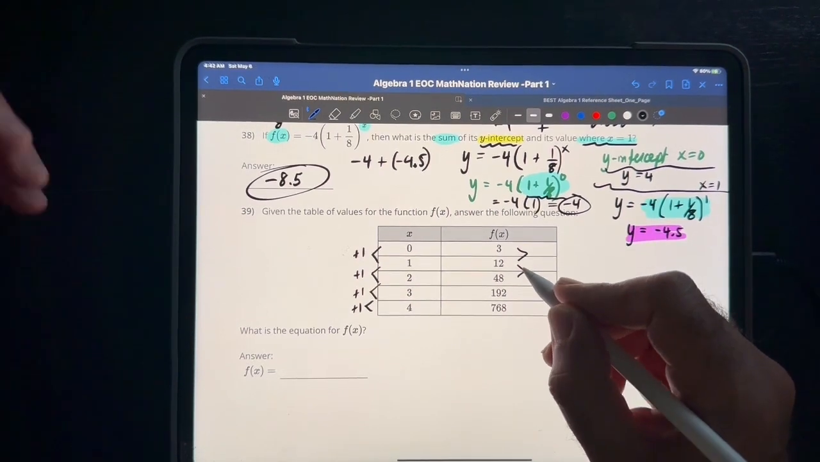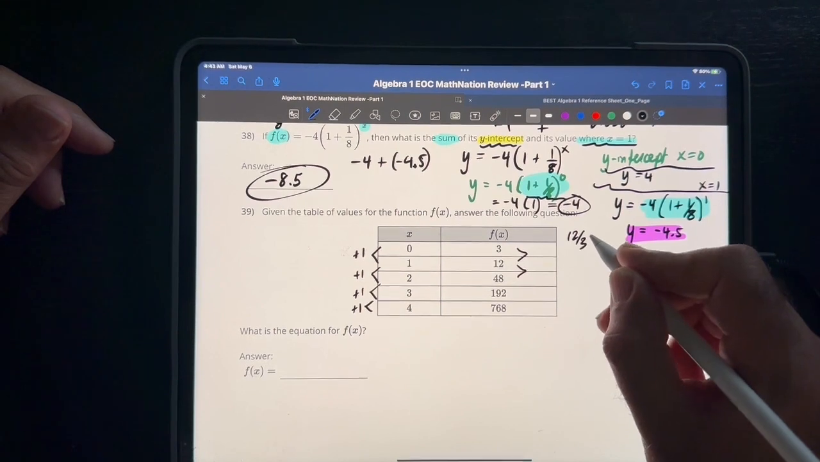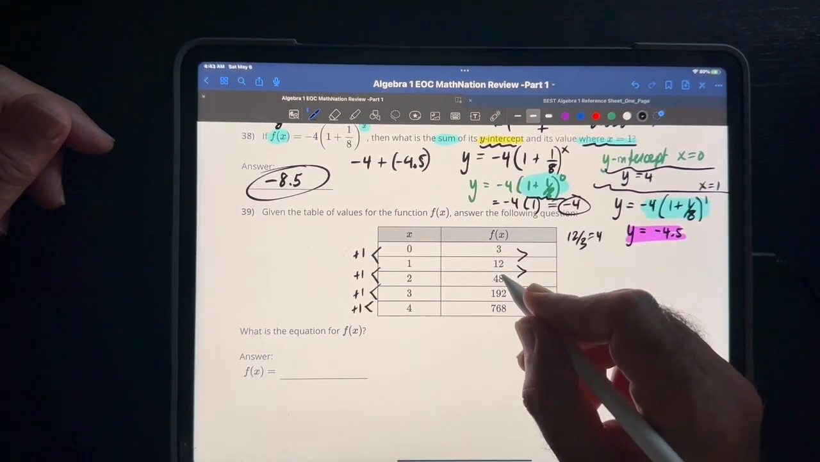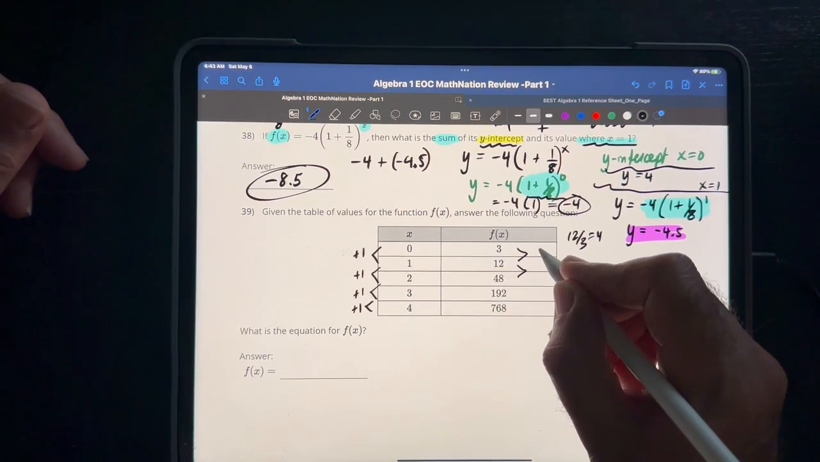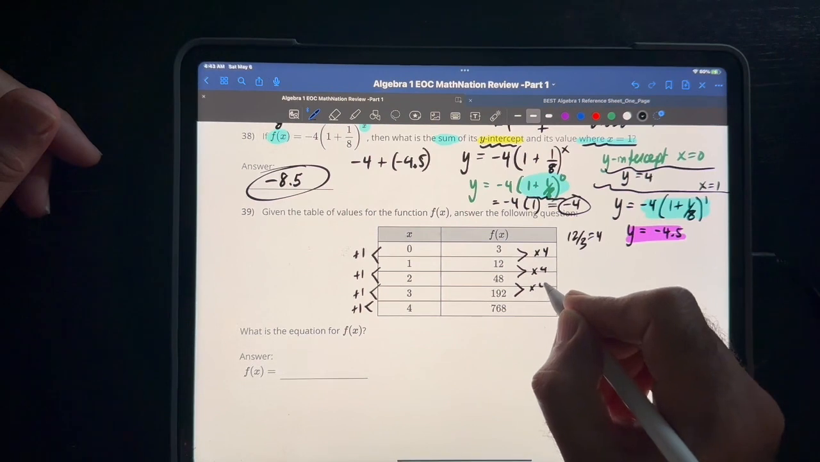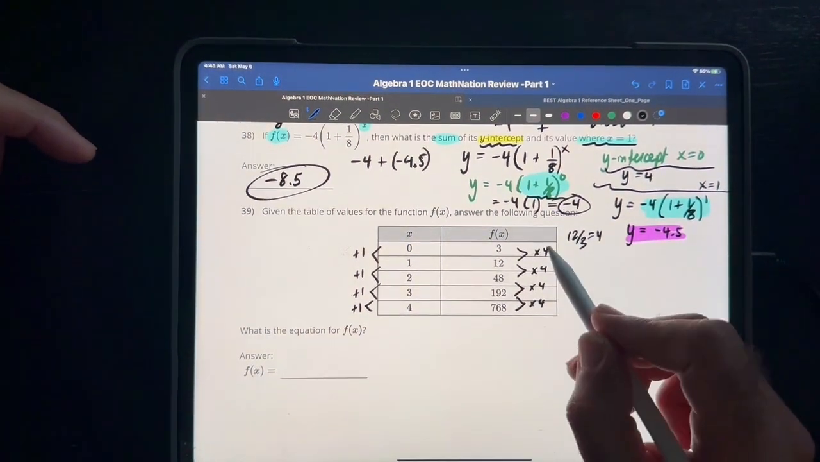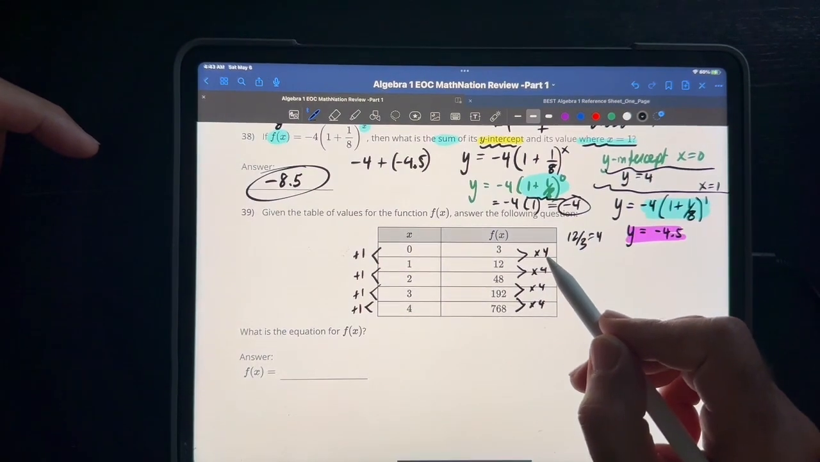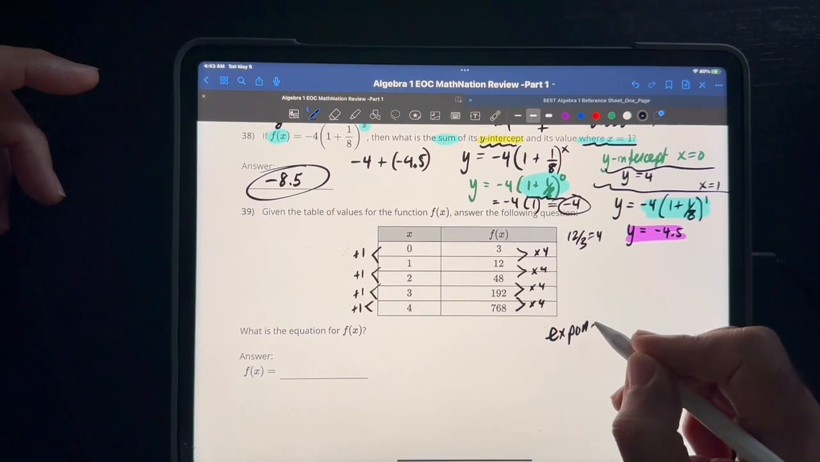But try dividing. So if you divide 12 by 3, you get what? 4. And if you divide 48 by 12, you get 4. So it looks like you're multiplying by 4 every time. This is what's happening. You're multiplying by 4. So therefore, this is going up by a constant amount by multiplying by 4. So this is actually an exponential growth function.